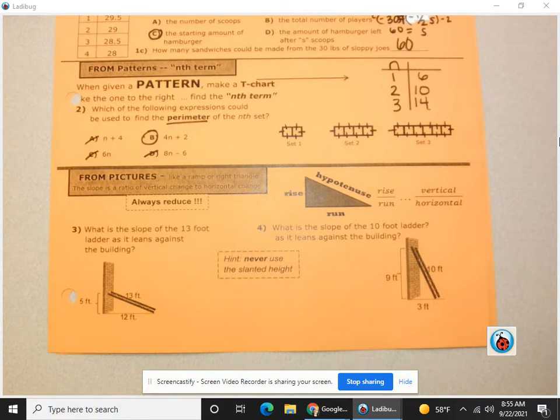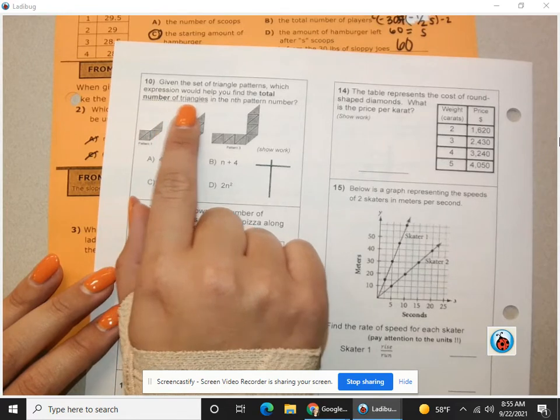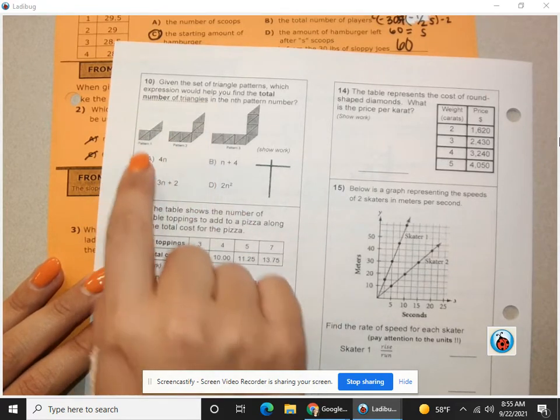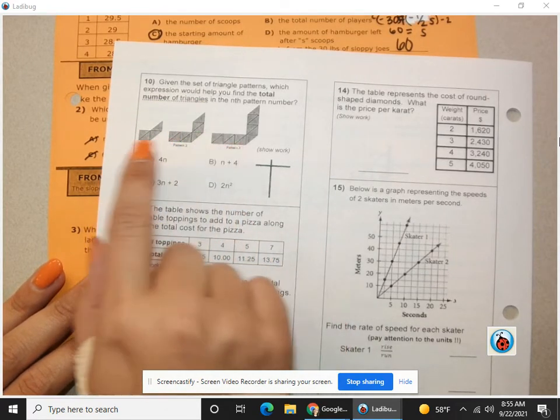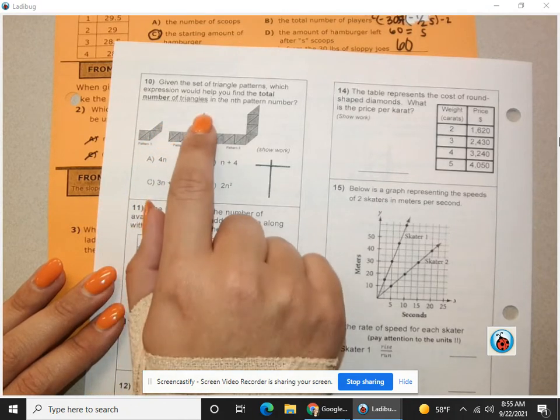So for number 10 on your assignment today, it says the number of triangles. So instead of counting the perimeter, like this is 1, 2, 3, but this would be 4. And then this would be like 8 triangles.